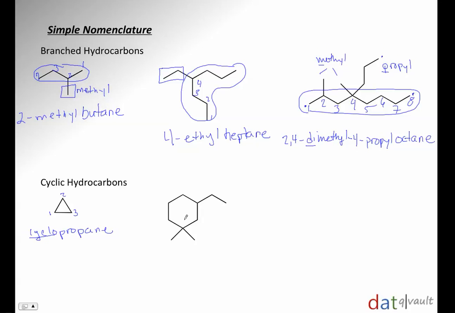Alright, let's get a little bit more complicated. Here we have a 6-membered ring, so we're going to call this one a cyclohexane.